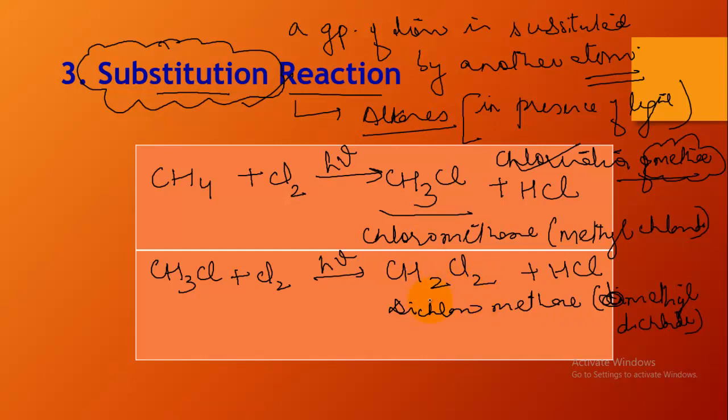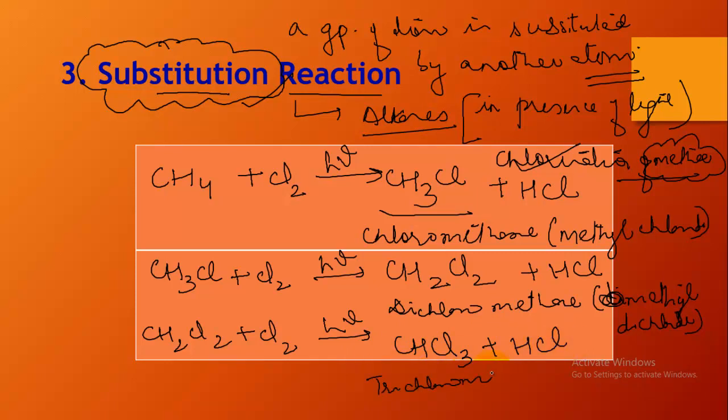Now there are 2 more hydrogens, so the reaction takes up again. CH2Cl2 combines with more chlorine in presence of light, and one more H gets replaced. Now it becomes CHCl3 plus HCl. And what is the name for it? It is trichloromethane.